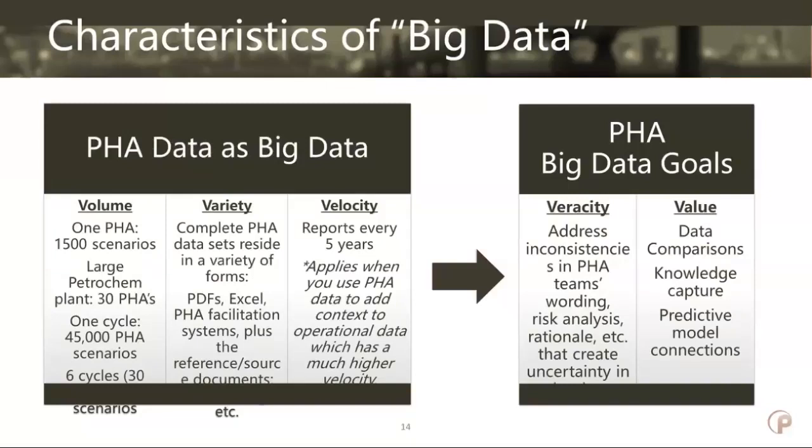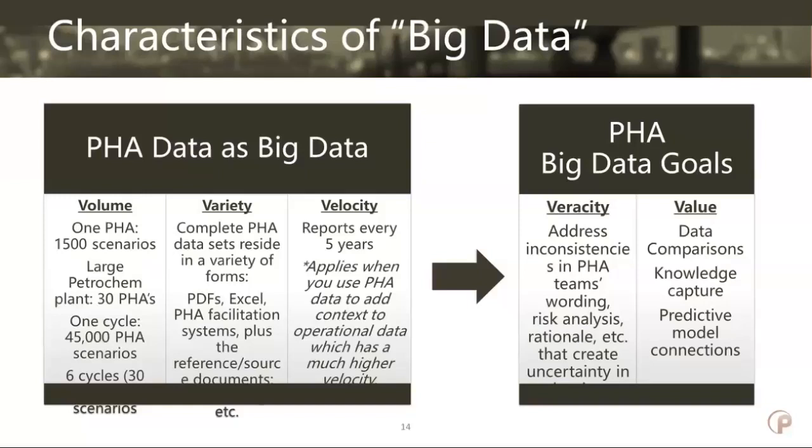So using that protocol, let's talk about PHA through the lens of big data. How does PHA fall into this? Well, volume. We just looked at one scenario. I want to give you a flavor of a large petrochemical facility. On average, a PHA will have anywhere from 1,500 scenarios to 2,000, and that is not necessarily a huge PHA. That is a common-sized unit in a large petrochemical plant. Well, large petrochemical plants have about 30 of these units, sometimes even more. So you multiply that up, you have at one facility 45,000 PHA scenarios.